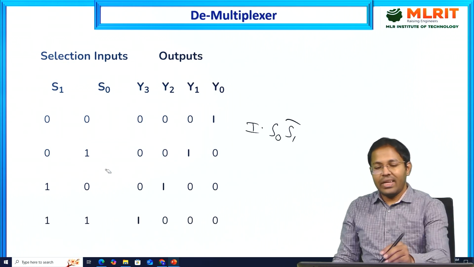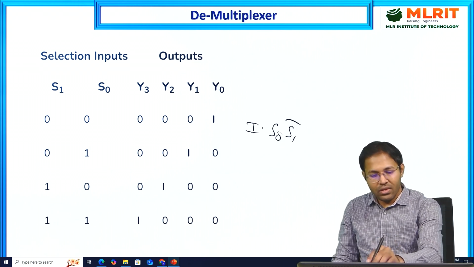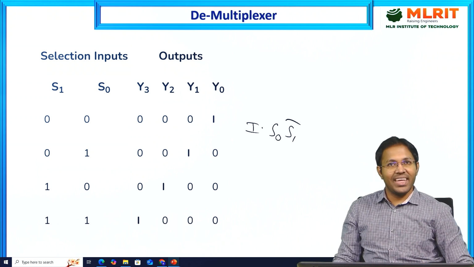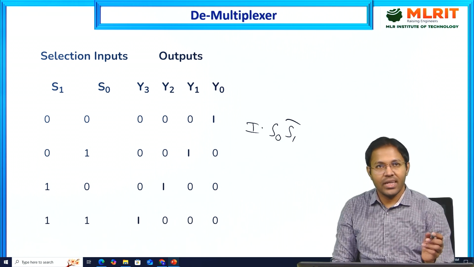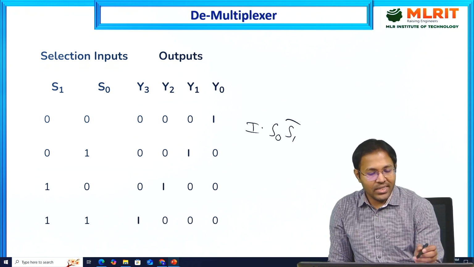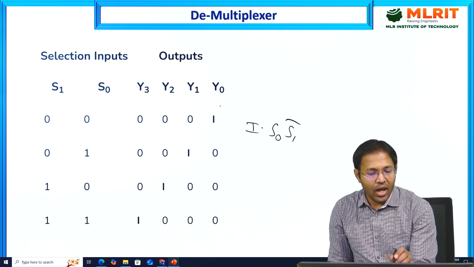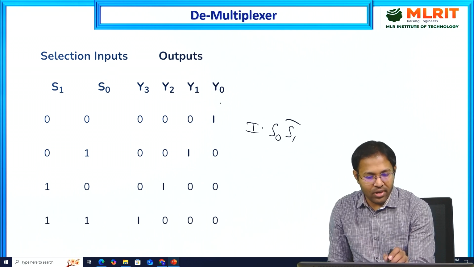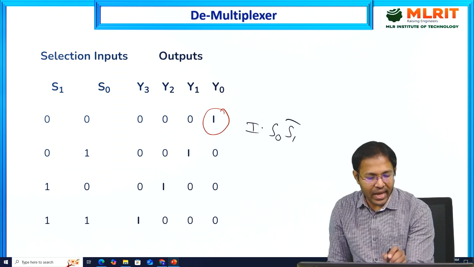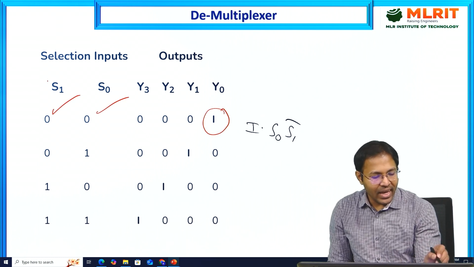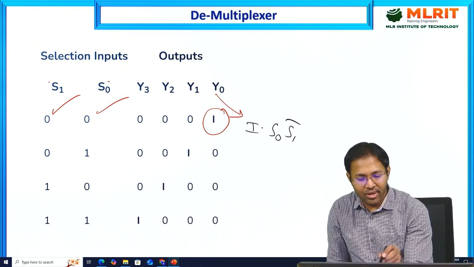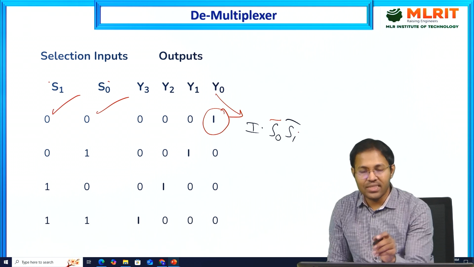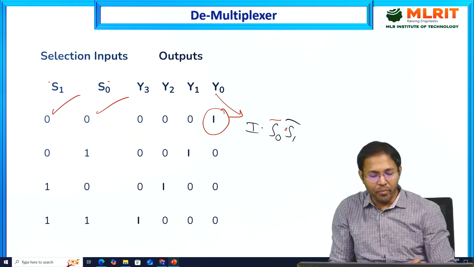Now let us see how we could implement the truth table for this. Let us understand how we can get the expression for y0. The expression for y0 will be I multiplied by S1, S0 both in the complementary form. So, y0 will be I multiplied by S0 bar, S1 bar.